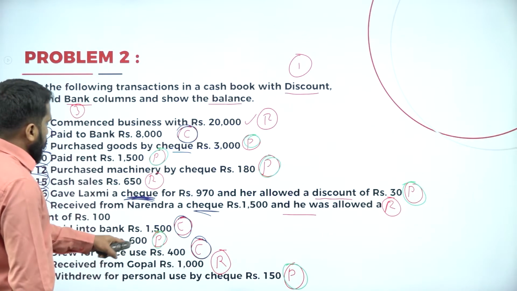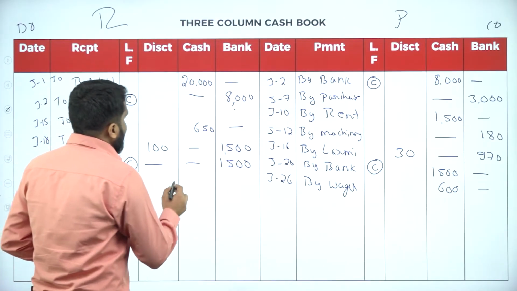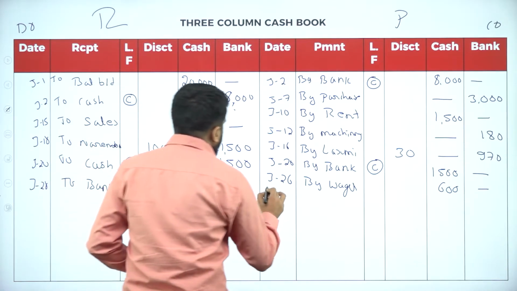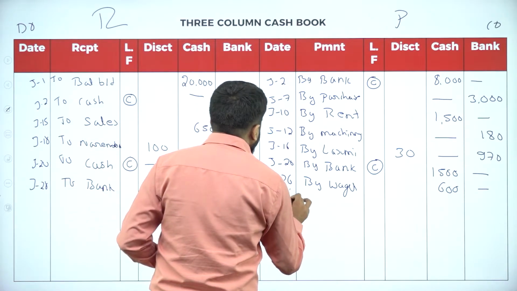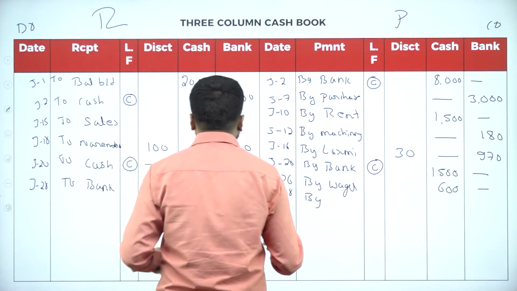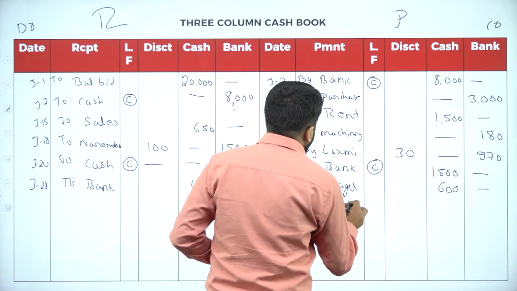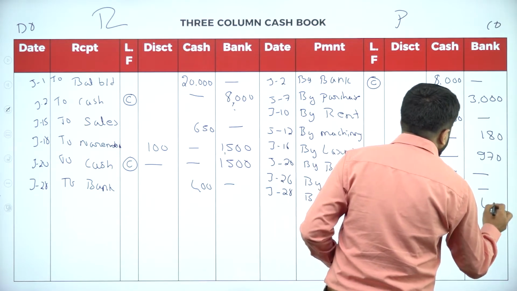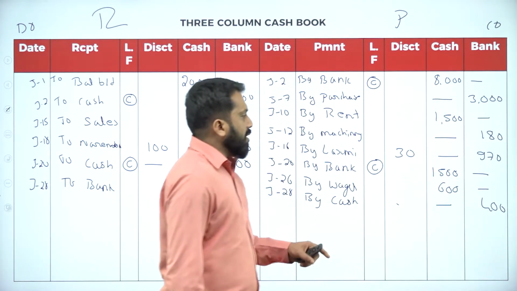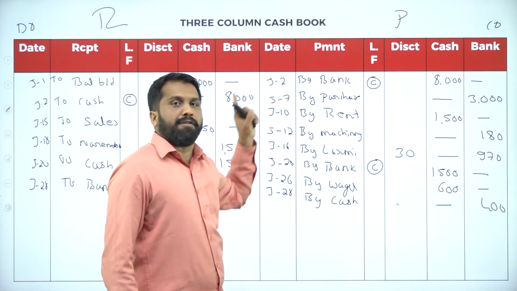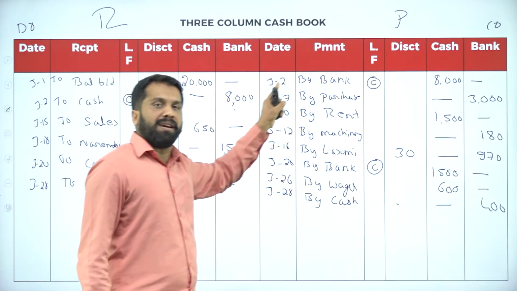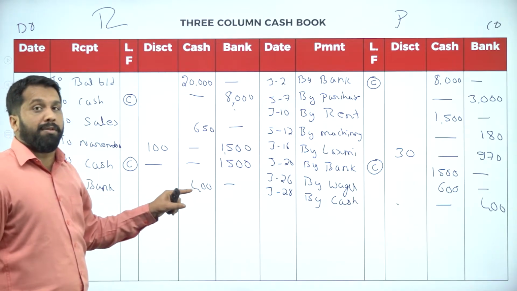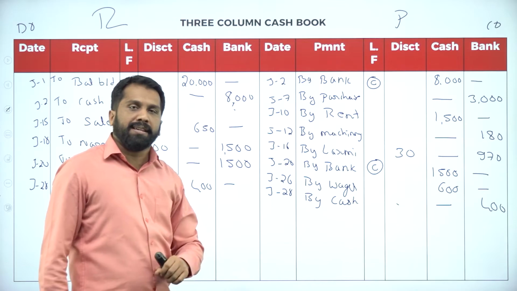How much? It is 400. Cash column 400. Opposite side, Jan 28, by cash, bank column 400. Because for bank it is a payment, for cash it is a receipt. But we have mentioned bank. Why? Because opposite. Wherever the amount we have written opposite, we should write the words.